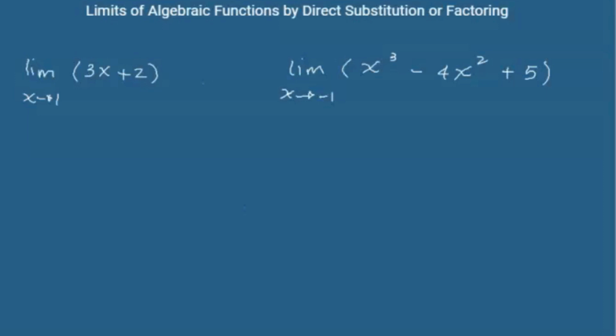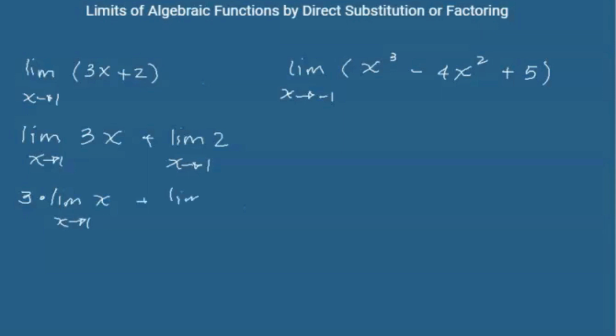So we can separate these two terms. The limit of 3x as x approaches 1 plus the limit of 2 as x approaches 1. From our previous knowledge of the theorems of the limits, the limit of 3x would become 3 times the limit of x as x approaches 1, plus the limit of 2 as x approaches 1. So this would be 3 times 1 plus, the limit of a constant is 2. 3 times 1 is 3 plus 2. So the answer is 5.